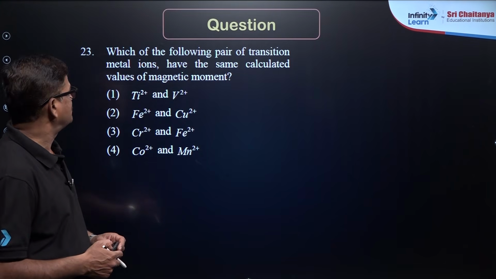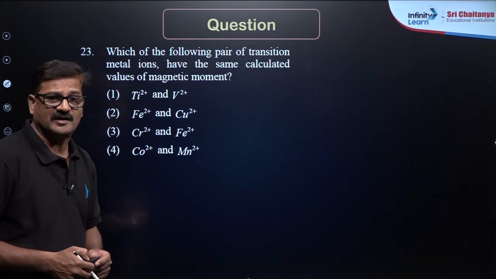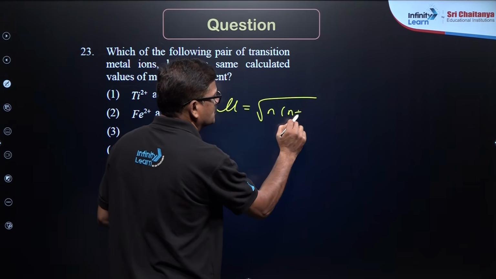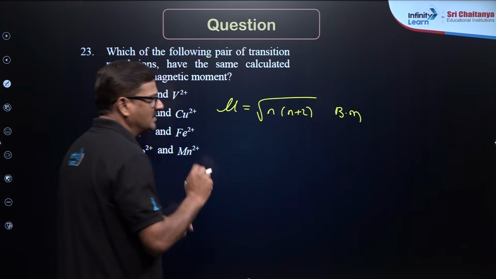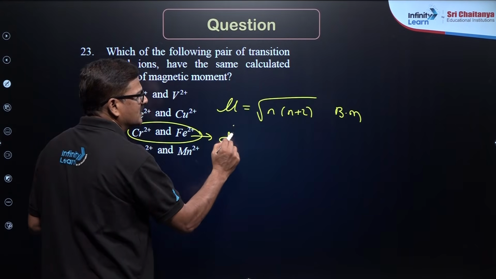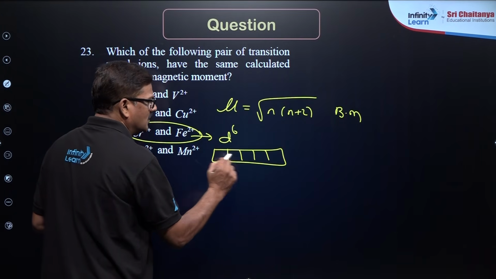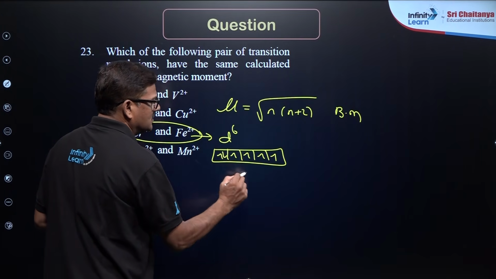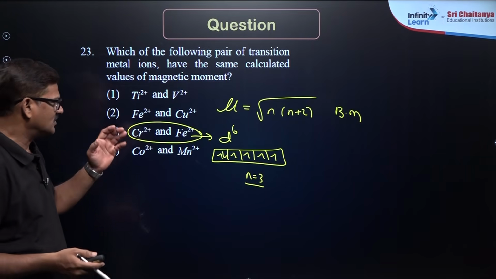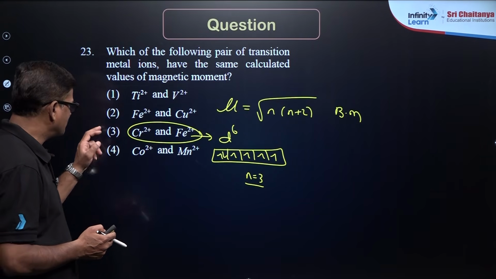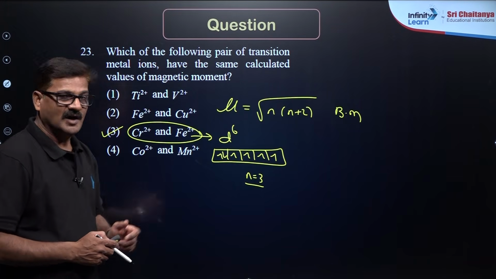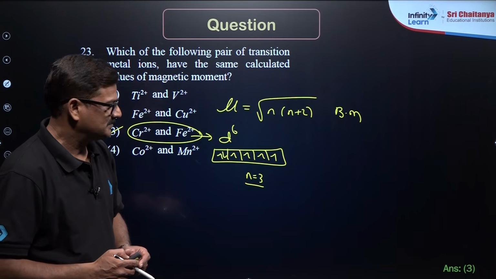Which of the following pairs of transition metal ions have the same calculated value of magnetic moment? Magnetic moment can be calculated as root over n into n plus 2 Bohr magneton. n is the number of unpaired electrons. If you take chromium 2 plus and iron 2 plus, you are going to get a d6 configuration. So 1, 2, 3, 4, 5, 6. So n is equal to 3 for them. In the d6 configuration, n is equal to 3 for chromium 2 plus and iron 2 plus. So the answer for this question is going to be 3. Option 3 is the correct answer for this question.